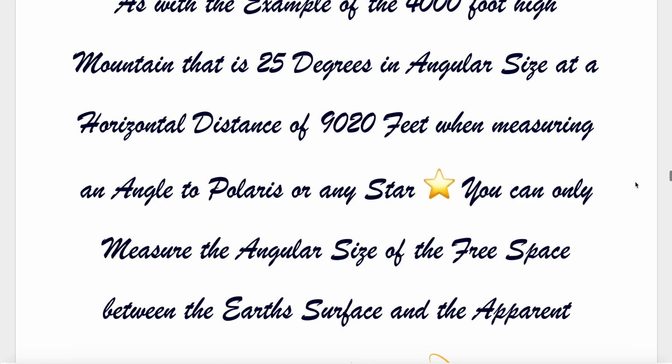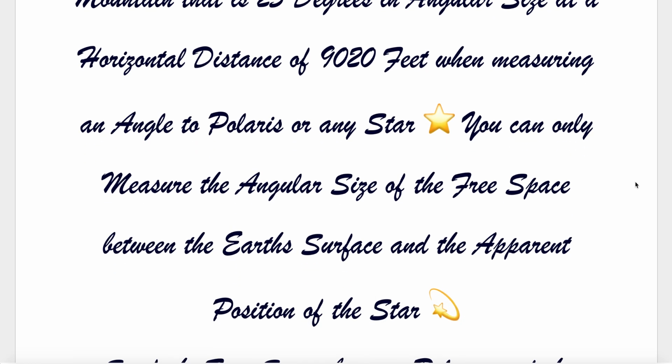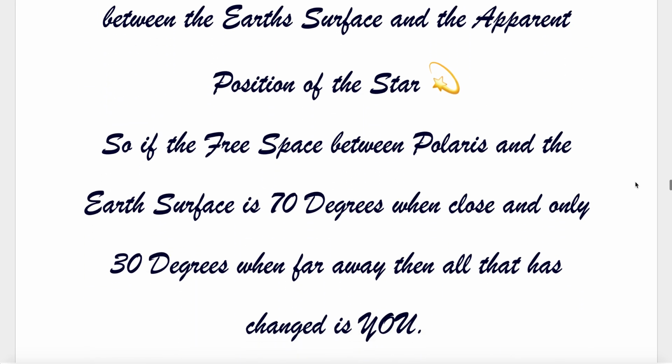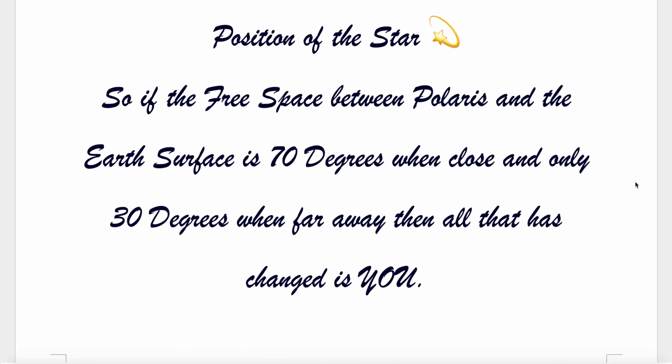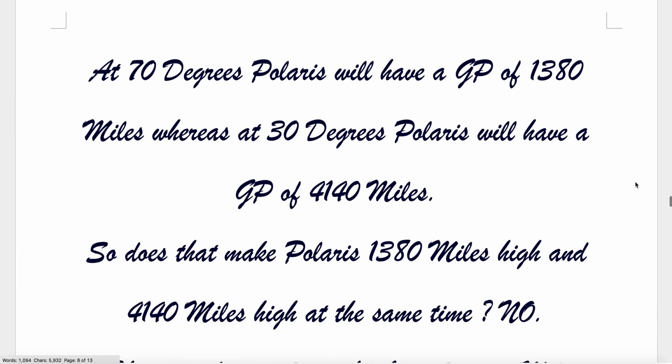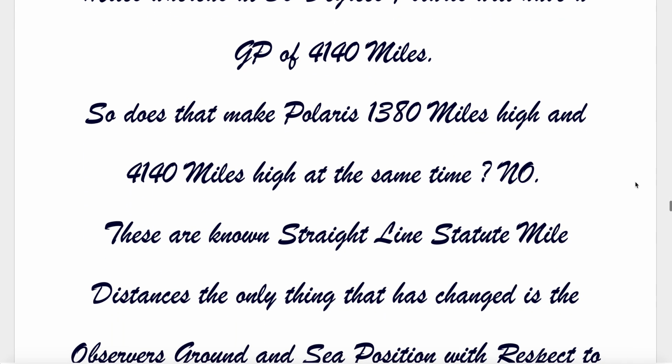When measuring an angle to Polaris or any star, you can only measure the angular size of the free space between the Earth's surface and the apparent position of the star. So if the free space between Polaris and the Earth's surface is 70 degrees when close and only 30 degrees when far away, then all that has changed is you. At 70 degrees, Polaris would have a GP of 1,380 miles, whereas at 30 degrees, Polaris would have a GP of 4,140 miles. So does that make Polaris 1,380 miles high and 4,140 miles high at the same time?